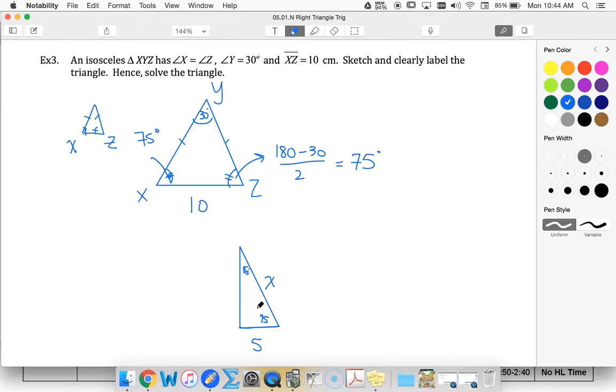So now I can use either my 75 or my 15, and I'm going to use cosine or sine because those are the ones that include the hypotenuse. So I'm going to go with my 75. So that's going to be cosine because 5 is adjacent to the 75. So cosine of 75 is equal to adjacent divided by hypotenuse. I'm going to multiply both sides by x. So x times cosine of 75 equals 5. I'm going to divide by cosine of 75 to get the x by itself.